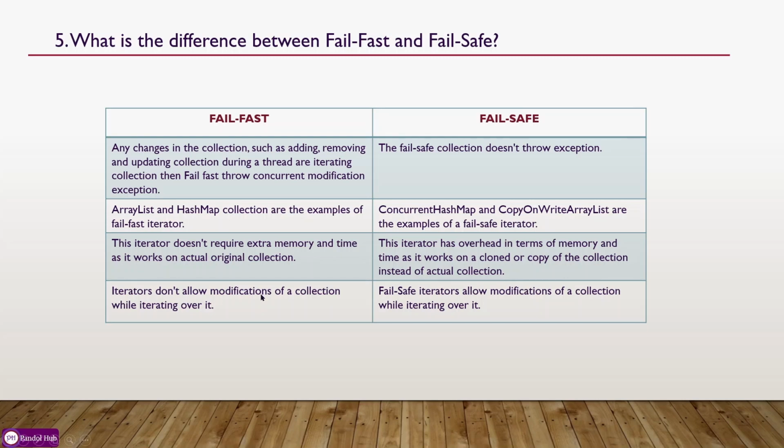So fail fast iterators don't allow modifications of a collection while iterating over it. Fail-safe iterators allow modifications. So that is what fail fast and fail safe is. Since the fail fast iterators work on the original collection, they throw a concurrent modification exception when modified. But in the case of fail safe, since they work on a clone or a copy of a collection, they don't throw any exception when modified during iteration.